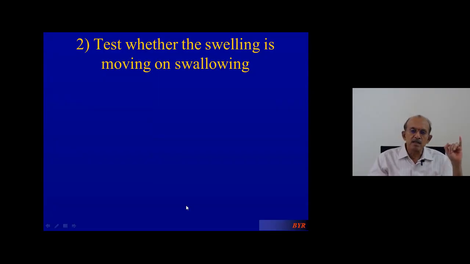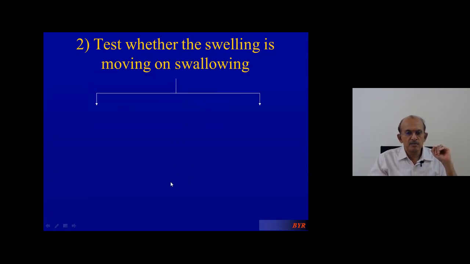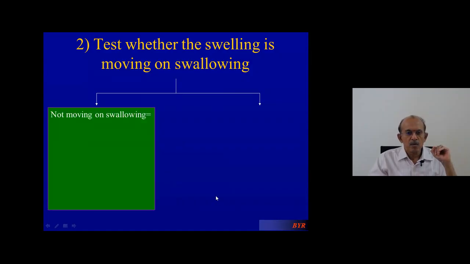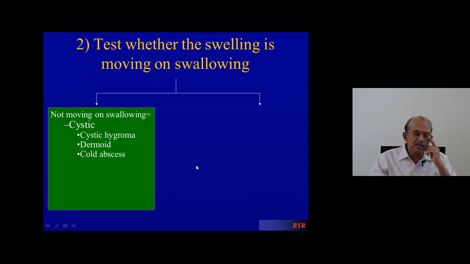So the first test is check whether the swelling is from the skin, subcutaneous tissues, or in relation to the deep fascia of the neck. Then test whether the swelling is moving on swallowing. So the swelling is not moving on swallowing. If it is cystic swelling, it can be due to a cystic hygroma, dermoid, or a cold abscess. What are the signs of cystic swelling? When do you say a swelling is cystic?